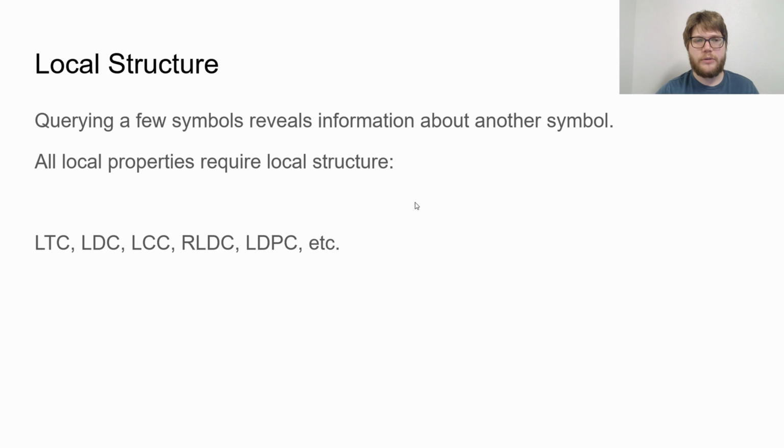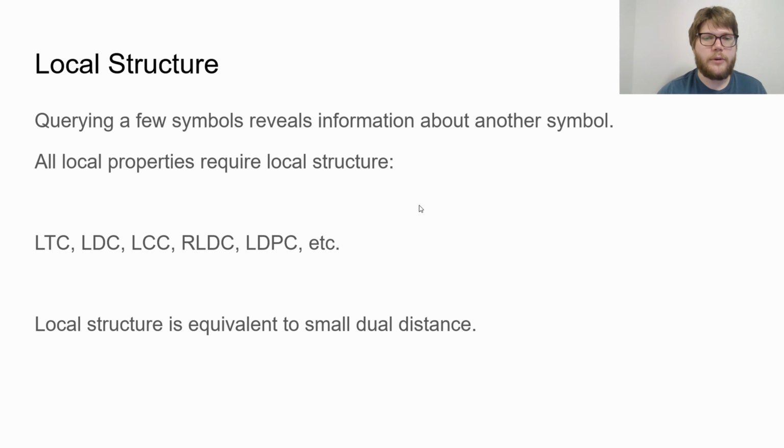And all local properties require some sort of local structure. Locally testable codes, locally decodable codes, locally correctable codes. Basically any local thing with local in the name has this local property. And local structure in this sense for linear codes is equivalent to having a small dual distance.